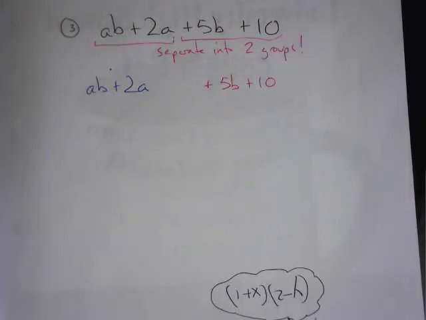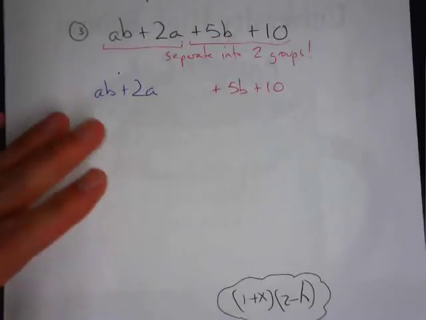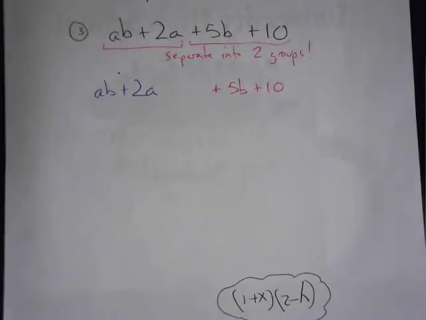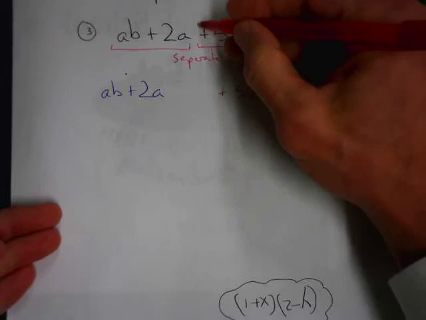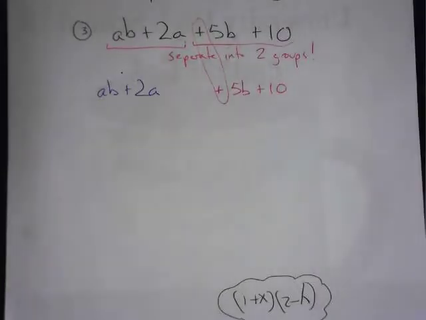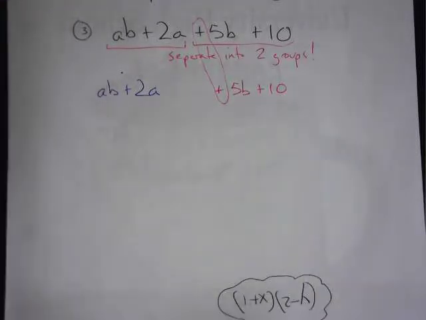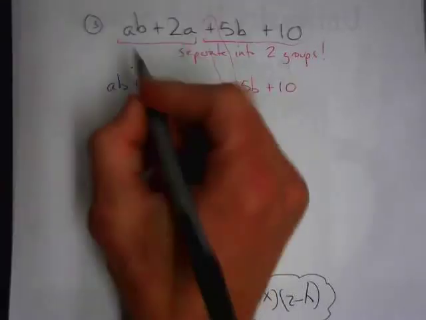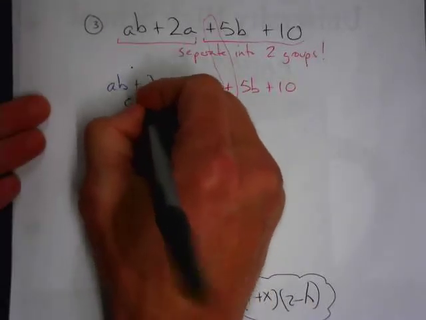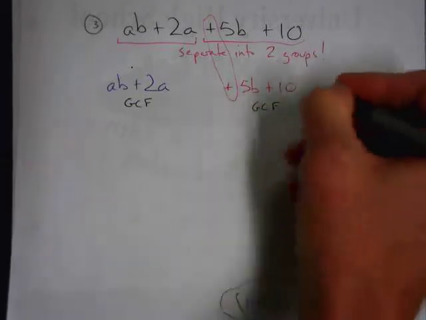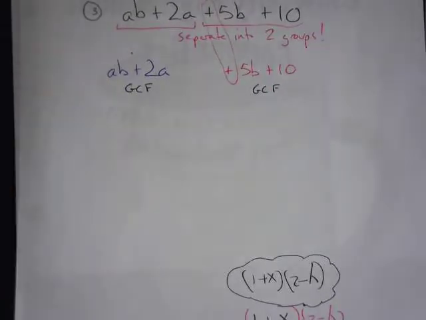The sign in plus 5b plus 10 is going to be important, so please make a note of that. That is a plus 5b plus 10. I'm taking the sign with me. That's going to be important in a second. And so now what we can do is factor each group using the greatest common factor method and see what happens.